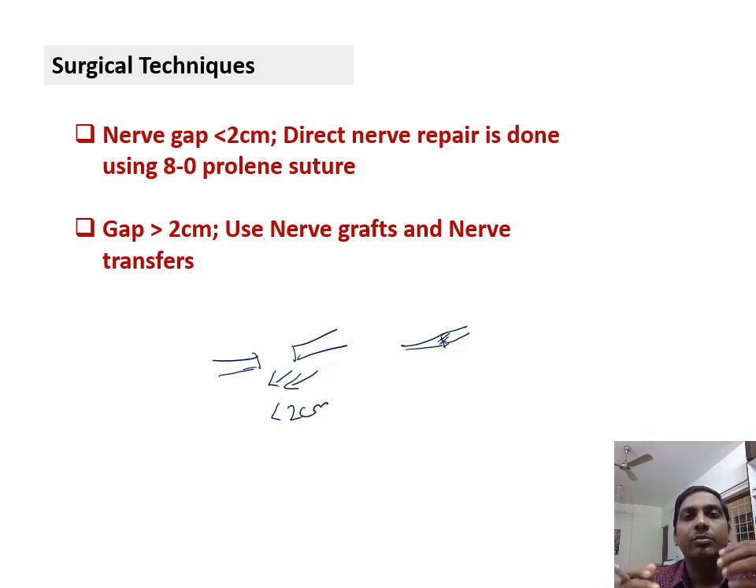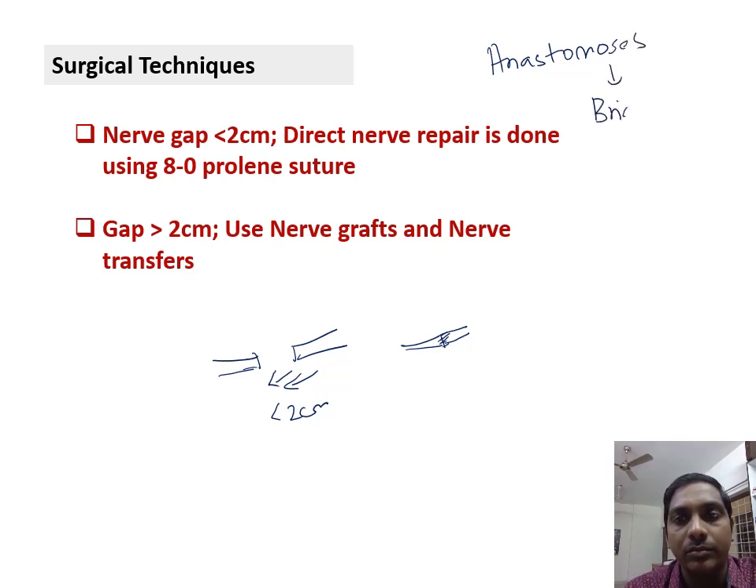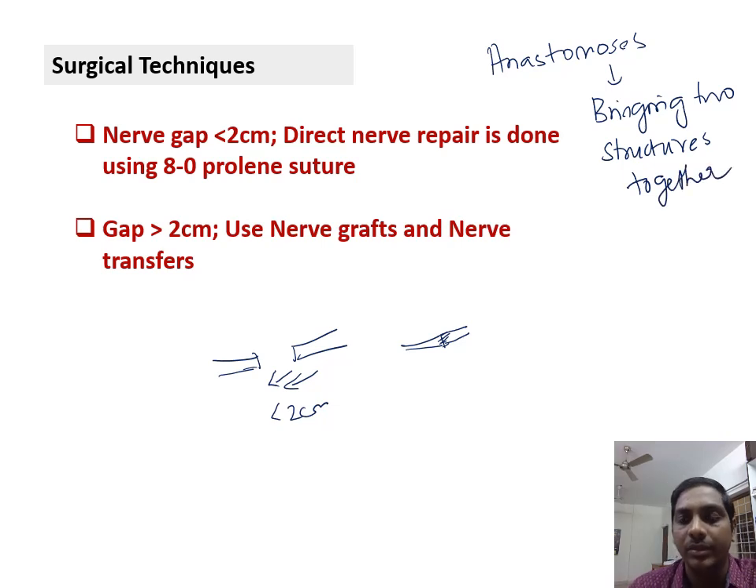Anastomosis means the technique of joining the nerves, or the technique of joining two structures together. Bringing two hollow structures or two vital structures together, for example bowel, vessels, vein, artery, nerve, etc. When they are brought together or stitched together to establish continuity, that is called anastomosis. When the gap is less than 2 centimeter, you can do a direct nerve repair.